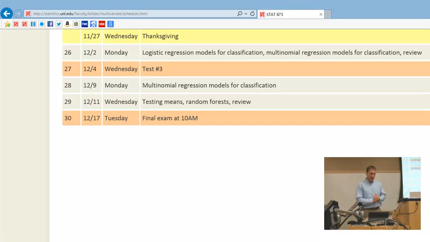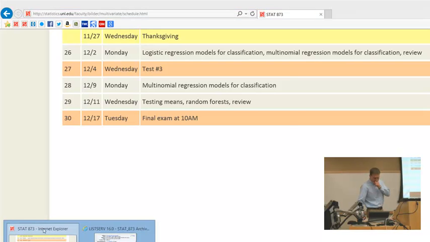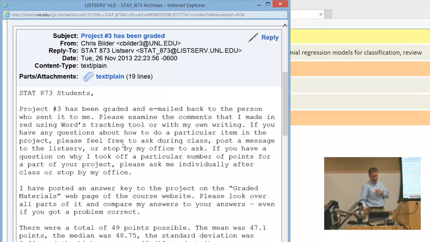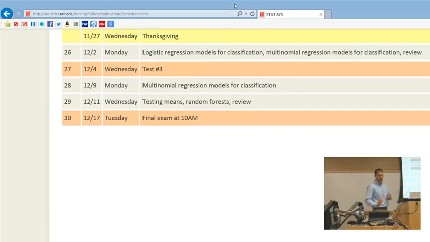So test number 3 is on Wednesday, so we will spend the last portion of class reviewing for the exam. All of you should have received your project number 3s back. As I said, they were quite good. I don't really have any further comments other than what was posted on the listserv. Are there any questions about project number 3? Are there any questions overall before we get going here?